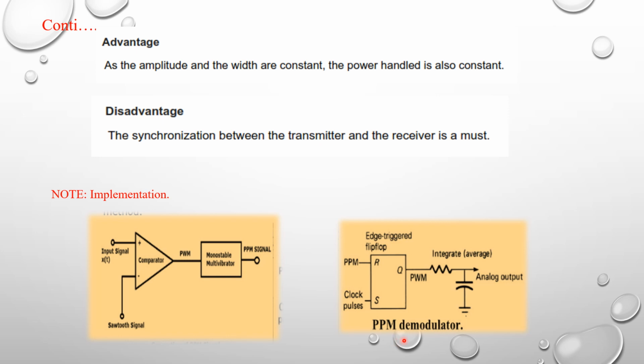The PPM demodulator is designed using an RS flip-flop and filter circuit. So the RS flip-flop output is applied to the filter circuit. So across the filter we receive the recovered signal. So the recovered signal is the message signal m of t.